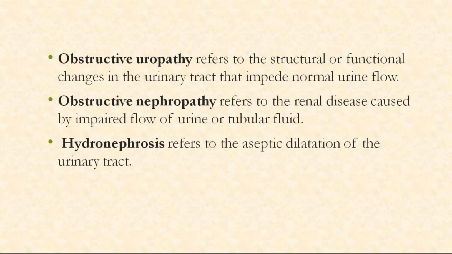Suppose obstructive uropathy is there, how will we manage? The main pathology is to remove the obstruction to urinary flow. How do you manage obstructive uropathy? It refers to the renal disease caused by impairment of flow of urine. Hydronephrosis is the aseptic dilatation of the urinary tract. These are the various surgical interventions for tuberculosis of the kidney.